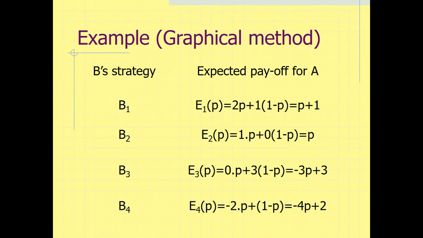Now we calculate the expected payoffs for player A against any pure move of the player B, that is, against strategies B1, B2, B3 or B4 of player B. If B's strategy is B1, then the expected payoff is 2 times P plus 1 times 1 minus P, which gives P plus 1. If B's strategy is B2, then the expected payoff for A is P. If B3, then the expected payoff for player A is minus 3P plus 3. Similarly, if B4, then the expected payoff for A is minus 4P plus 2.